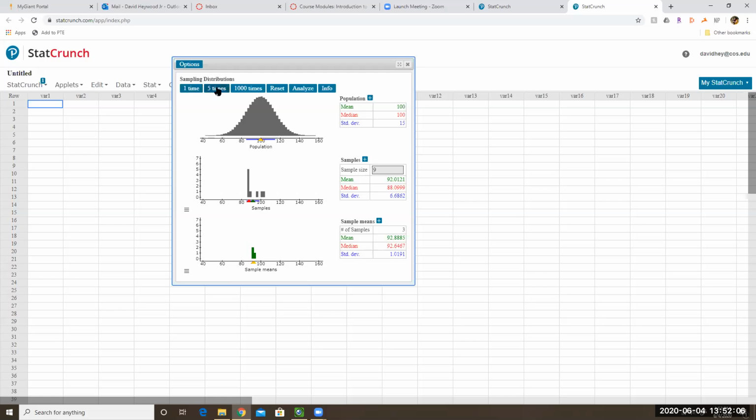So I could keep doing this over and over and over again, but I'm just going to click on 1,000 times at this point. So if I click on 1,000 times, it's like they've taken 1,000 samples of size 9. And after taking 1,000 samples of size 9, look at this distribution. These are all the sample means, all the individual sample means, and they've been kind of stacked on top of one another. And you can see that they make a bell-shaped distribution. In fact, you can keep collecting samples of size 9, but the shape of the distribution is bell-shaped.